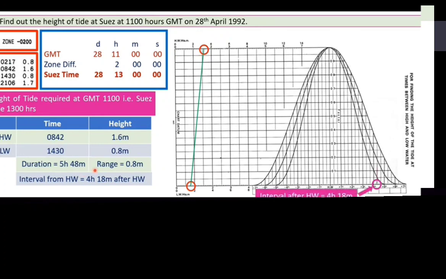This is the interval after high water. So we go vertically up to 5 hours 48 minutes. And from there we go horizontally to hit the interpolation line. Okay. So बेटा सबसे पहले तो हम 4 hour 18 minutes plus गए high water से, because our time was 4 hour 18 minutes after high water. And when you go up now, first you hit the 5 hour curve. After some time you get the 6 hour curve, and then on top you have the 7 hours curve.